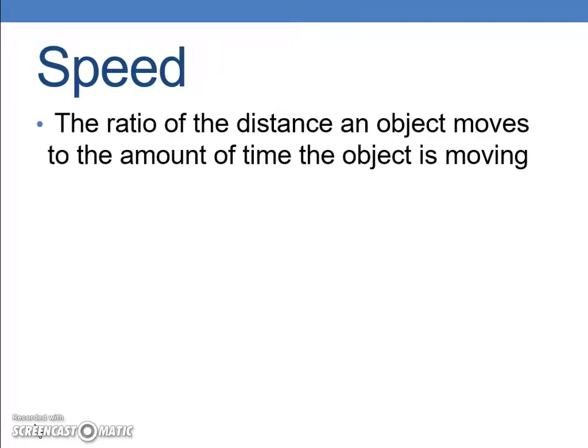So, when I talk about how fast, I'm talking about the speed of something. When I say speed, it's a ratio. Remember, ratio means that it is a division problem. The ratio of the distance an object moves to the amount of time the object is being moved. So we have two key pieces. We have distance and we have time.